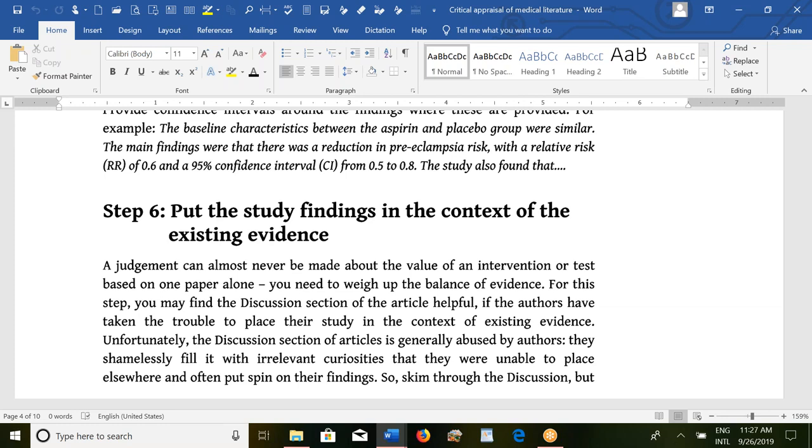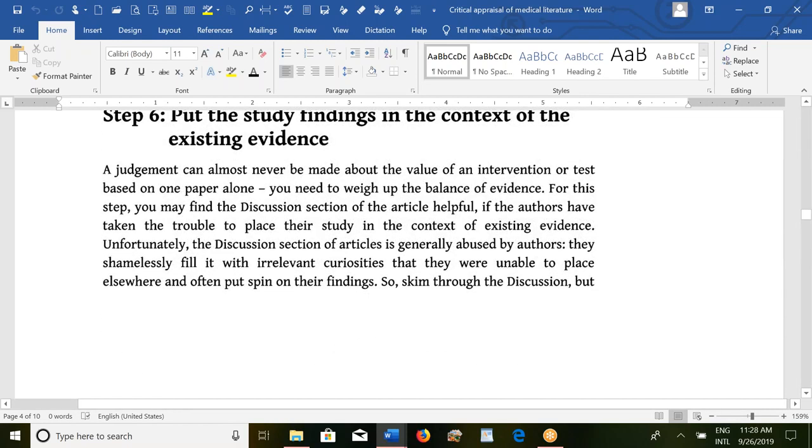So then in the next step, you should put the study findings in the context of the existing evidence. A judgment can almost never be made about the value of an intervention or test based on one paper alone. You need to weigh up the balance of evidence. For this step, you may find the discussion section of the article helpful, if the authors have taken the trouble to place their study in the context of existing evidence.